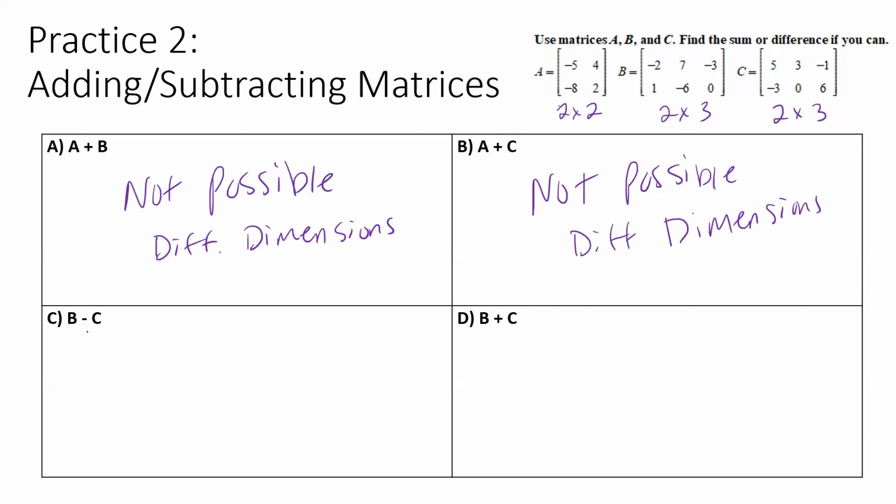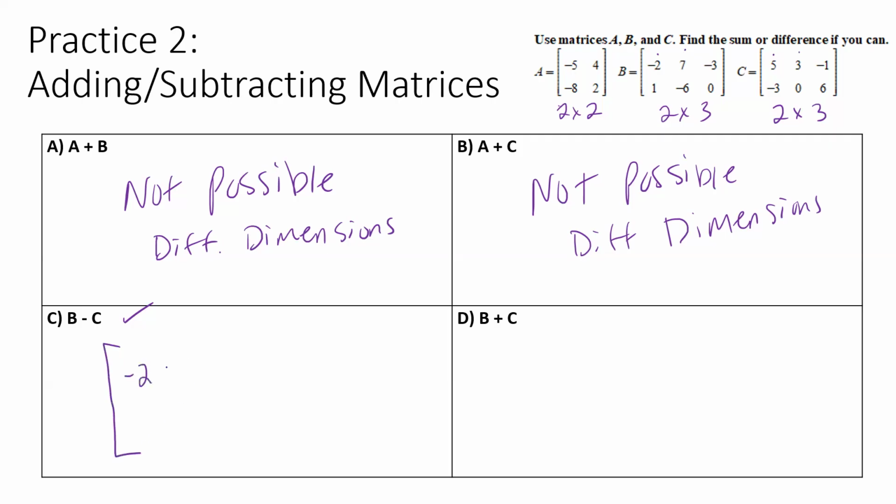All right, what about B minus C? Can I do that? I can. I can do B minus C because their dimensions are the same. So when you're doing B minus C, you're literally doing element 11 minus element 11, element 12 minus element 12. Does that make sense? So when we're gonna make our matrix.